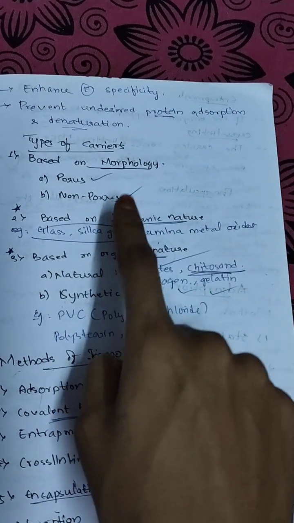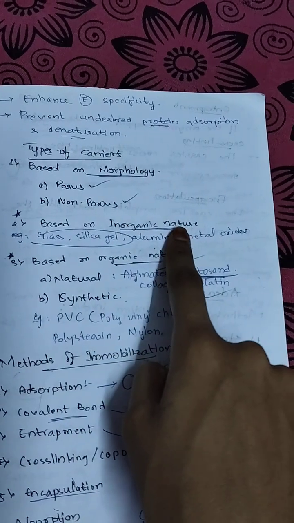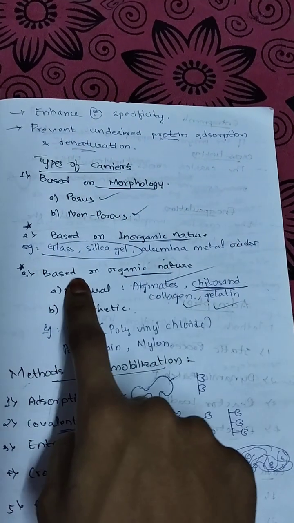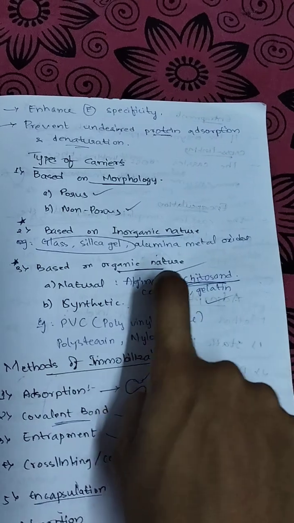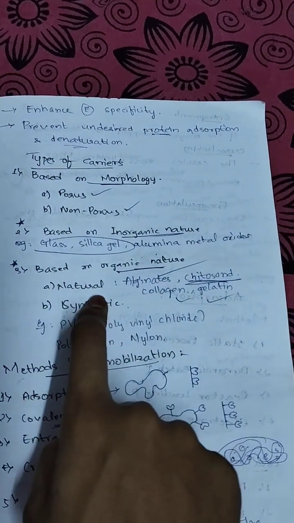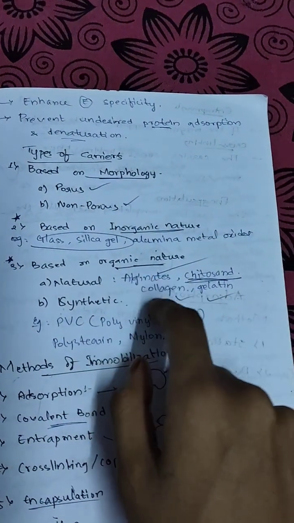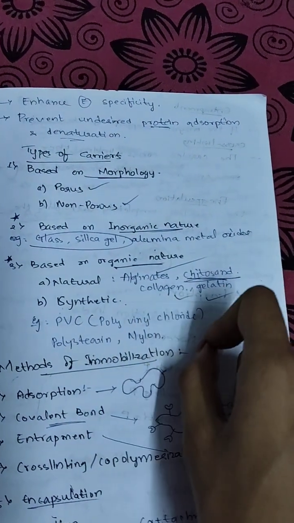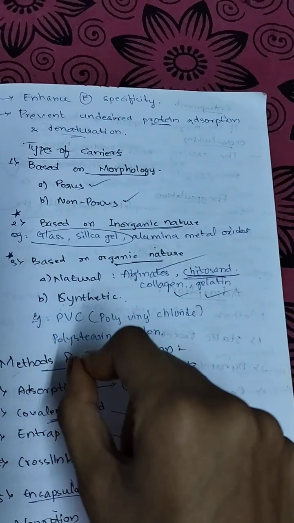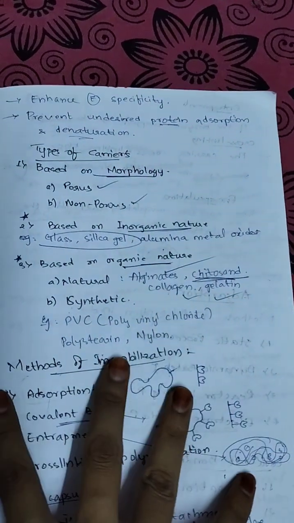Based on the morphology, porous and non-porous. Based on the inorganic nature, glass and silica. Based on the organic nature, they are natural and synthetic. Natural carriers are alginates, collagen and gelatin, while synthetic are PVC, nylon, polystyrene.